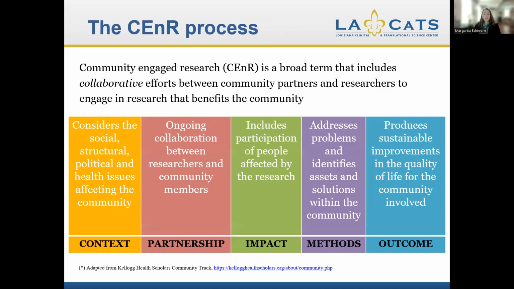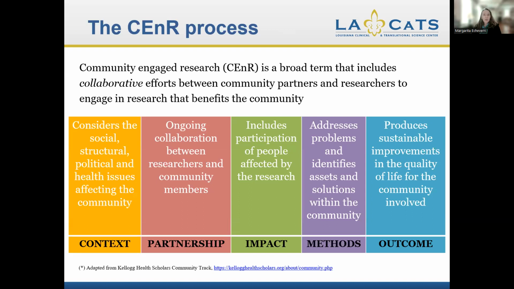As explained in the second session of this webinar series, community engagement research is a broad term that includes different levels of collaborative efforts between community partners and investigators. Regardless of the level of community involvement, community engagement projects should be based on the contextual consideration of the target community. Projects should be designed as a response to the social and structural, political, or health issues affecting the community. That means that projects cannot be successful if they are not grounded on the community to be impacted.